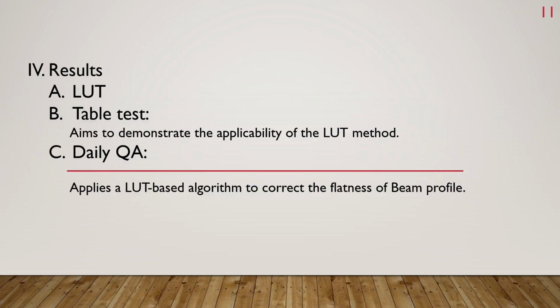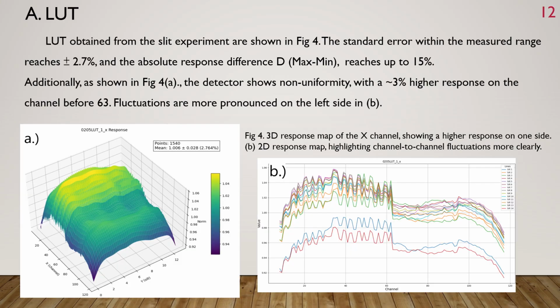Results. Results of this study are divided into the following three sections. LUT. The LUT obtained from the slit experiment is shown in Figure 4. The center error within the measured range reaches plus or minus 2.7%, and the absolute response difference reaches up to 15%. Additionally, as shown in Figure 4a, the detector shows non-uniformity with a 3% higher response on the channels before 63. Fluctuations are more pronounced on the left side in 4b.